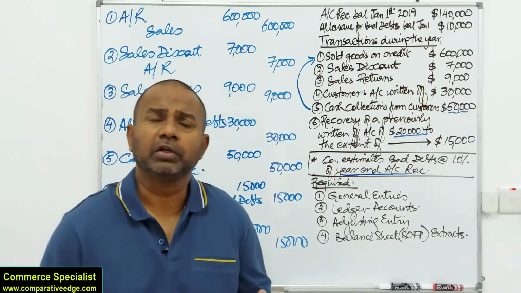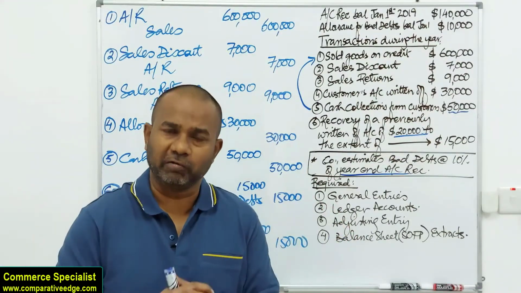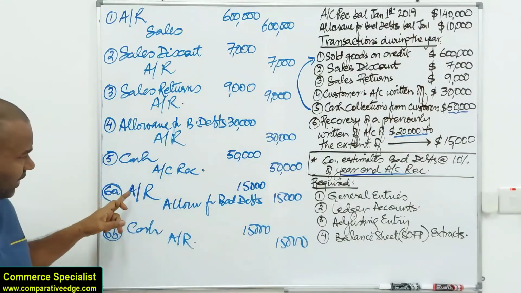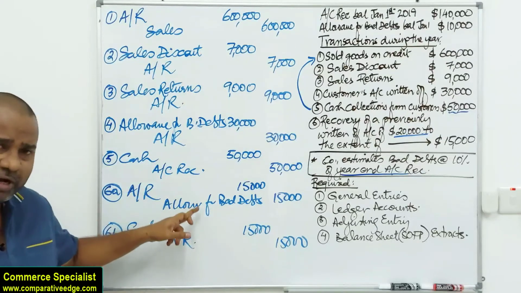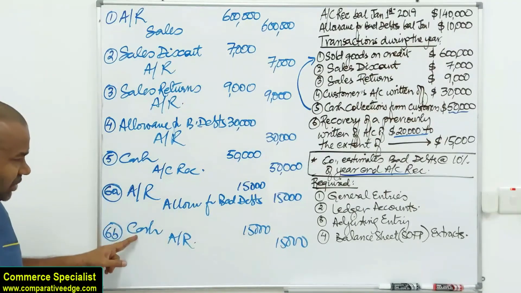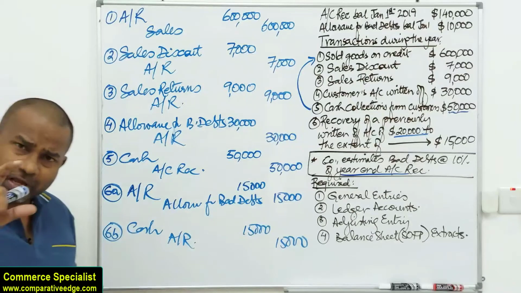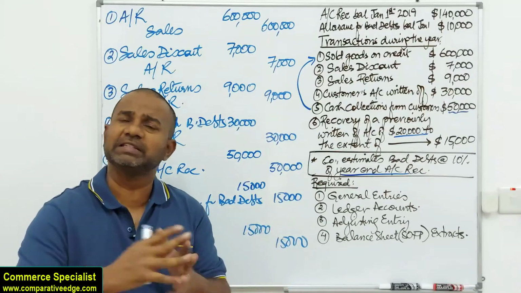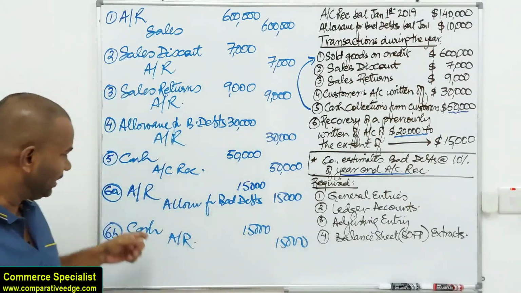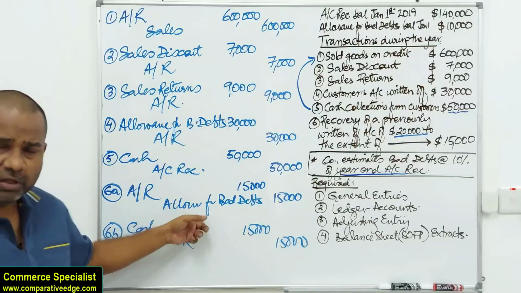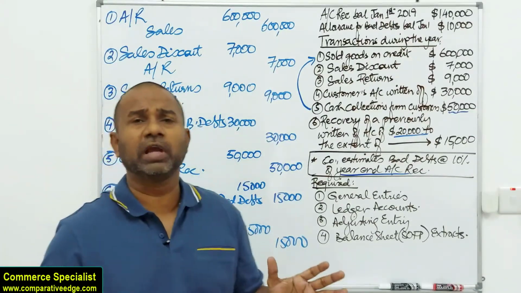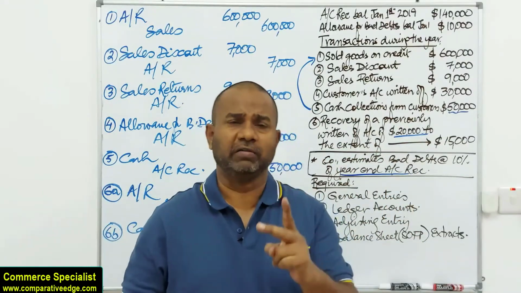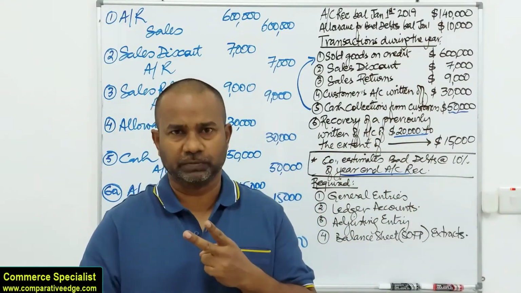Some people prefer to combine this entry, because if you look at 6A, receivable is a debit and allowance for bad debts is a credit. In 6B, cash is debit, receivable is credit. So if you look at this, receivable is debited and credited. Debit and credit is like plus and minus, it cancels out. So what is left? Cash debit, allowance for bad debts credit. So if you give one entry for this, that's also okay. The entry would be cash debit, allowance for bad debts credit. I prefer to give 2 entries, one for reinstatement, the other for cash collection.